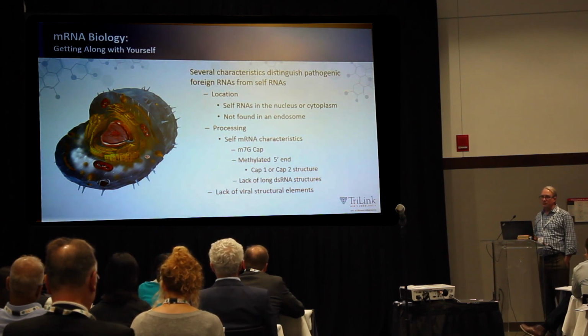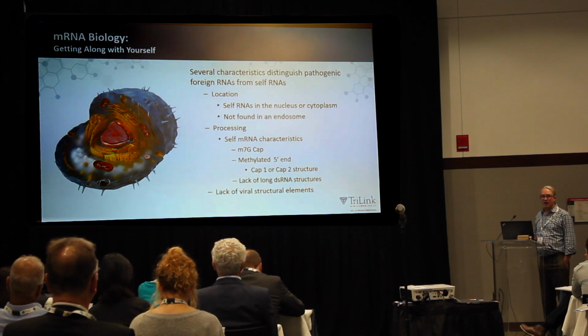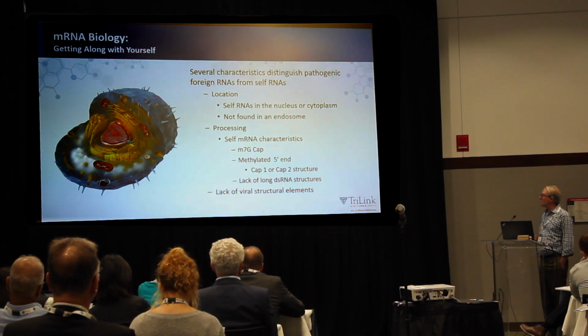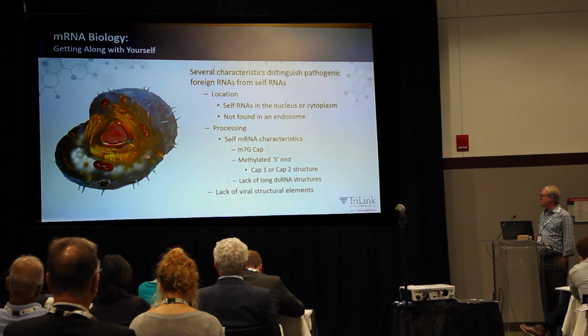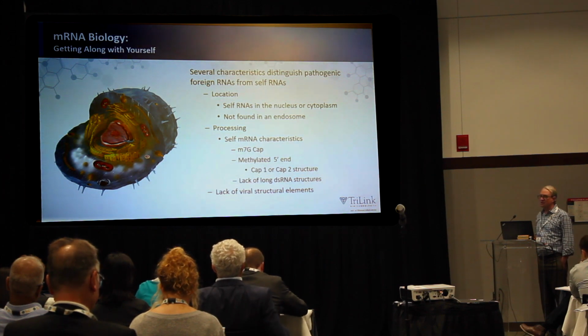There are also several characteristics that are added to the RNA during the processing events, such as addition of a cap and methylated caps that also distinguish it and license it as a self-RNA. And also, self-RNAs tend to lack long double-stranded structures that are found in viruses. And there are certain viral structure elements which are detected by the innate immune system.